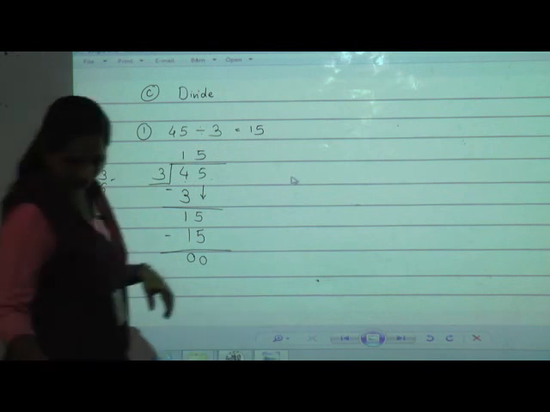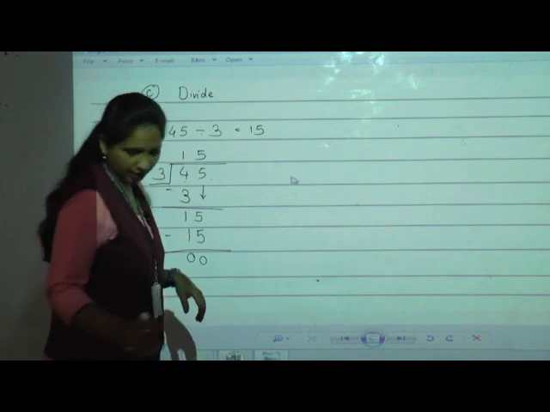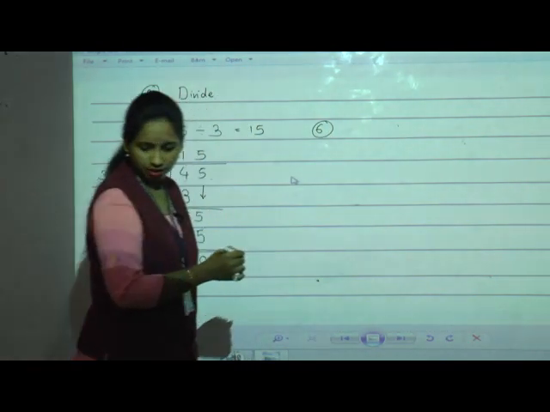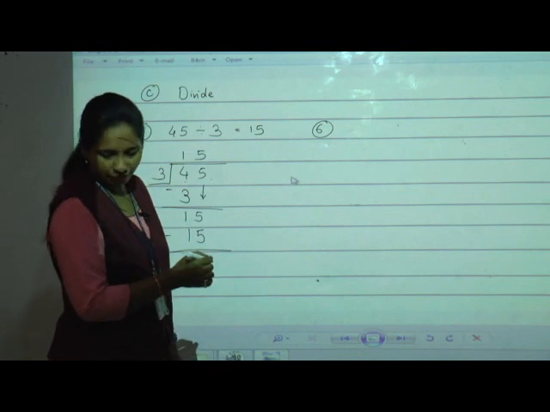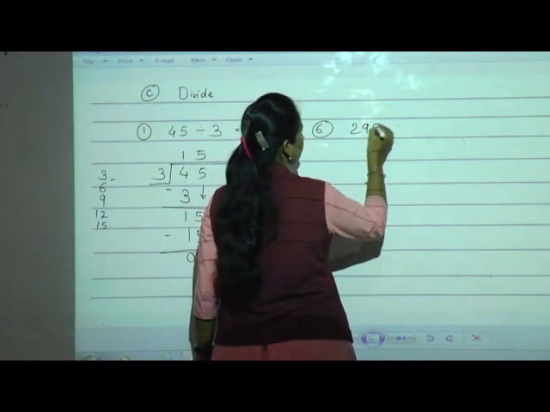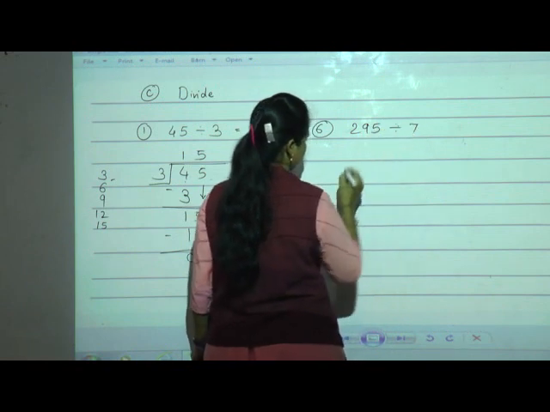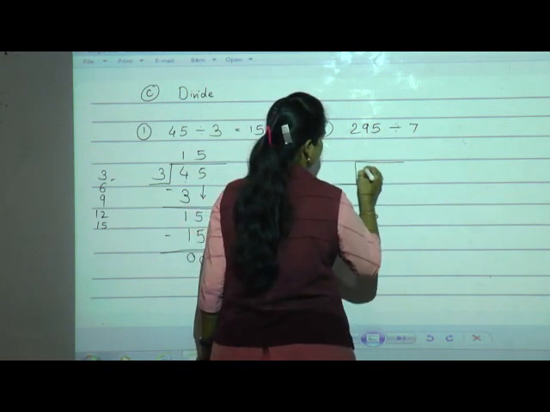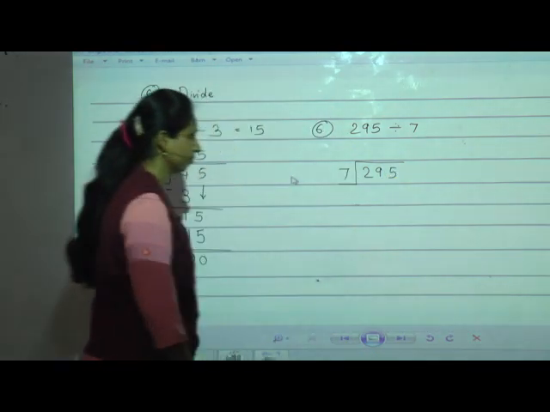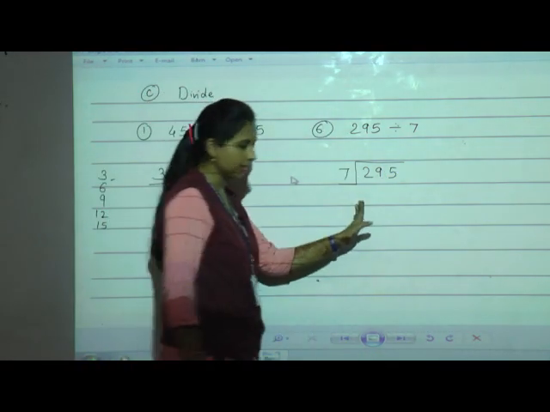Now I'll solve the next example. The 6th one I will solve. What is the 6th one? 295 divided by 7. Divided by 7. So first we will write the number. Now see. Start from the left side.